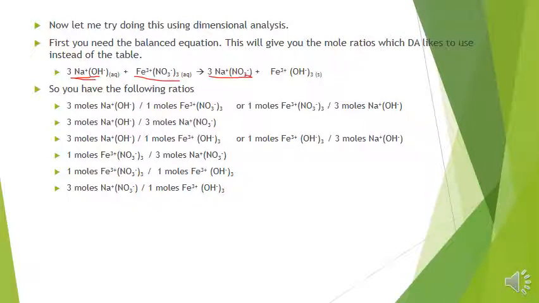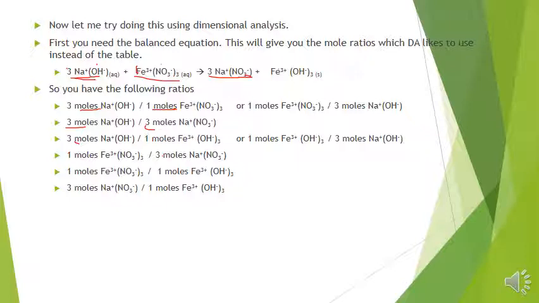Okay, and I write them down here. So we have 3 to 1 right here and here. Then I have 3 to 3 here. Then I have 3 to 1 here, here. And then I have 1 to 3.